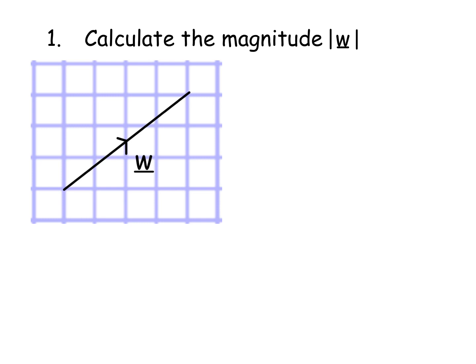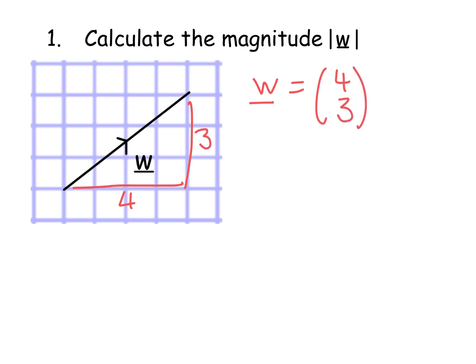To work out the magnitude of this W, you've got two options. You can make a little right angle triangle and count the boxes and say, right, this is 4 and 3, and then do Pythagoras that way. Or you could think, well, W as a vector is (4, 3). These are basically your a and your b values. And then all you do is say magnitude of W equals the square root of 4 squared plus 3 squared.